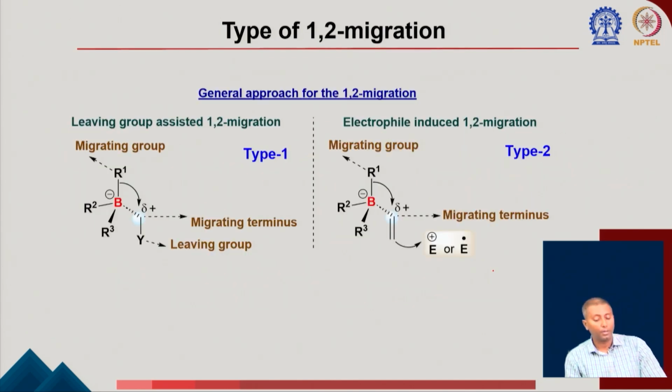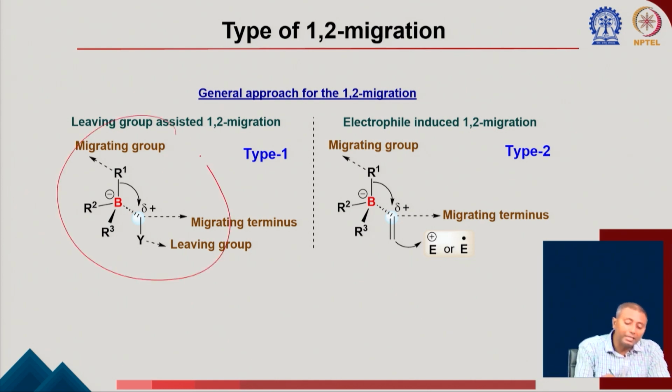Now there are several different types. We could talk about an entire semester about this 1,2 migration using boron, and our group is also working in this area. There are a couple of different types, but I am just going to bring you two important types here. The first is that if you have a carbon which has a leaving group, so we are talking about the carbon attached to the B minus having a leaving group here, then this can participate in a 1,2 migration. This is type 1.